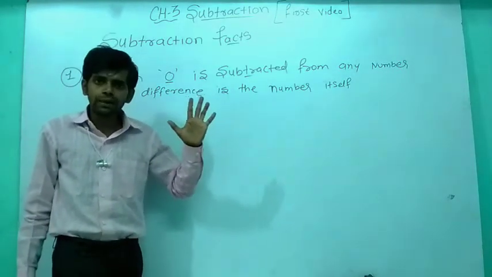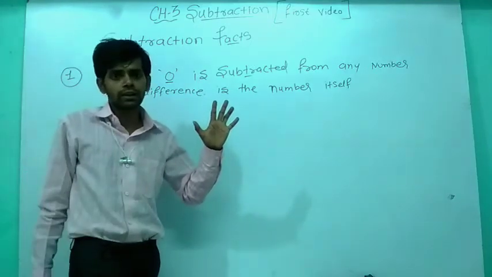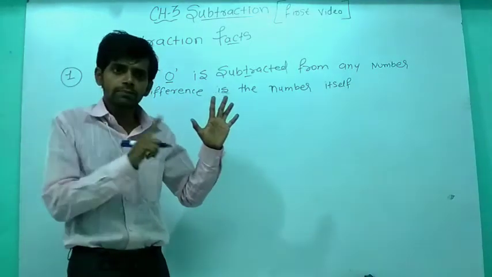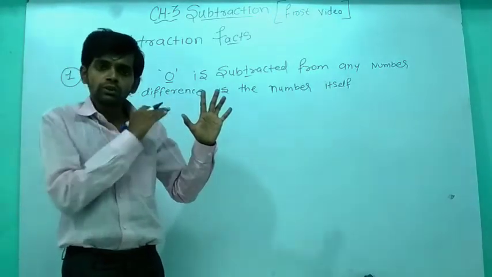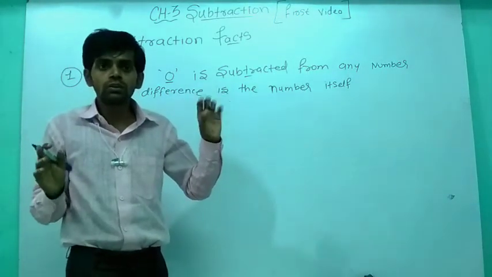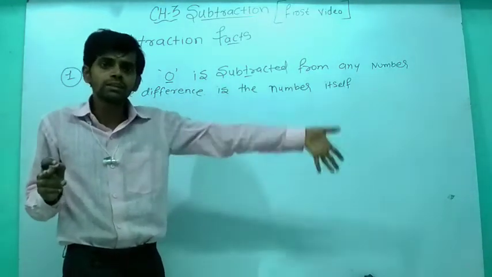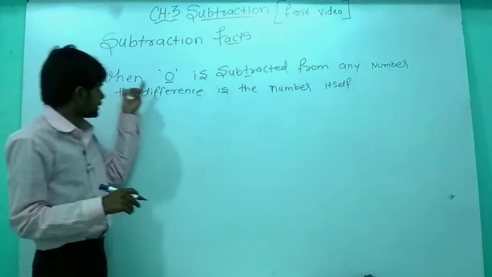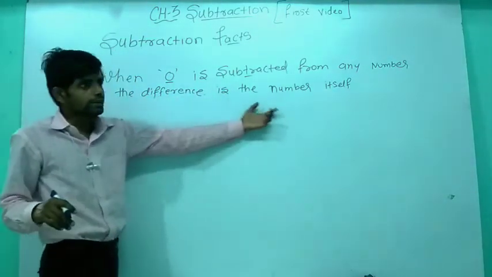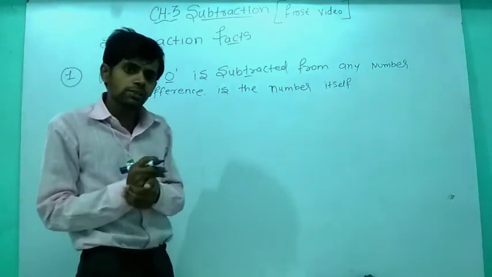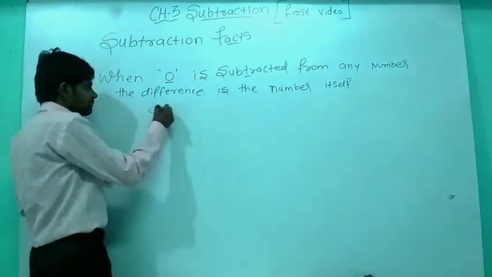So from 5 chocolates, I want to remove 0 chocolates. So what will be the difference? When you subtract 0, what will happen? And 0 means what? Nothing. Don't remove anything. So the difference is the number itself. So what will happen? This number will come back in your difference. Okay, that means when 0 is subtracted from any number, you will get the number itself. When you subtract 0 from any number, what will your bigger number be? It will come back. Okay, let's take an example.